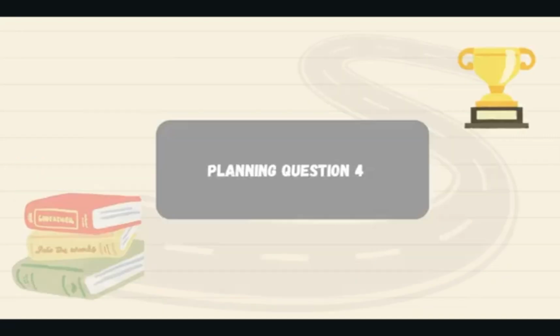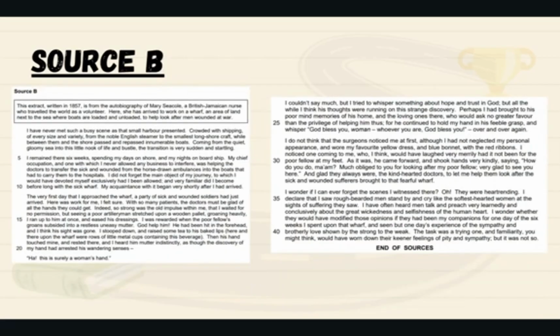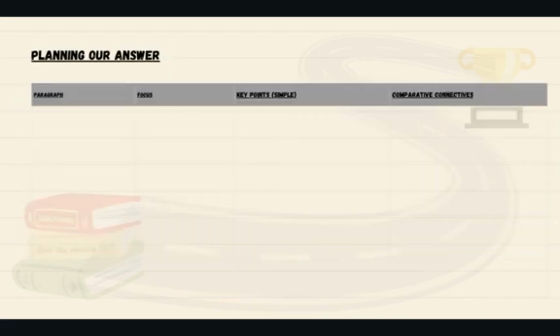Let's have a look at planning the question. So here is source A. You can pause the video and have a little read of it now. And here is source B, and again, pause the video and have a little read of it now. So this is the table that we are going to use to plan our answer.